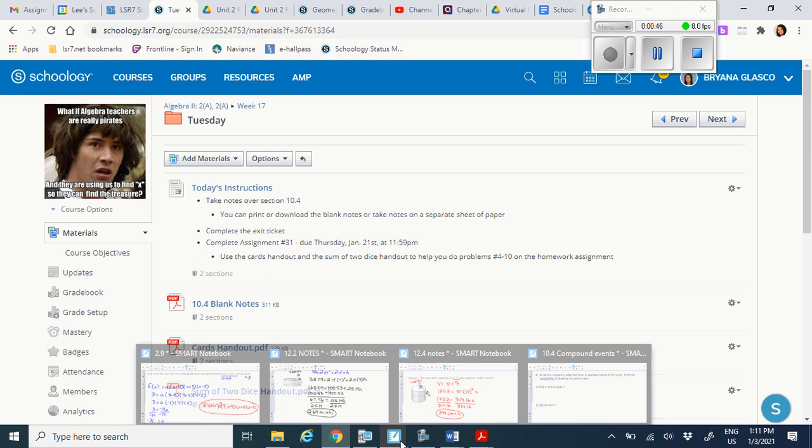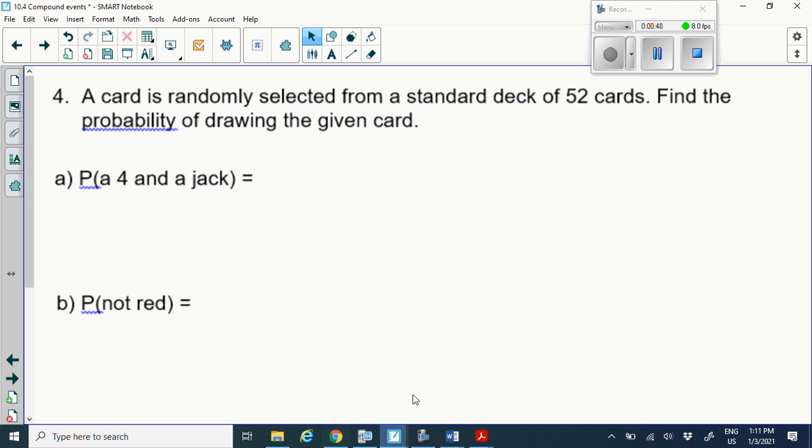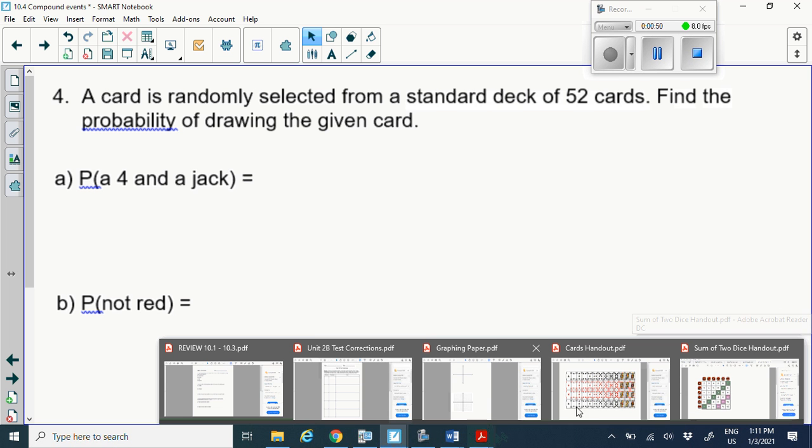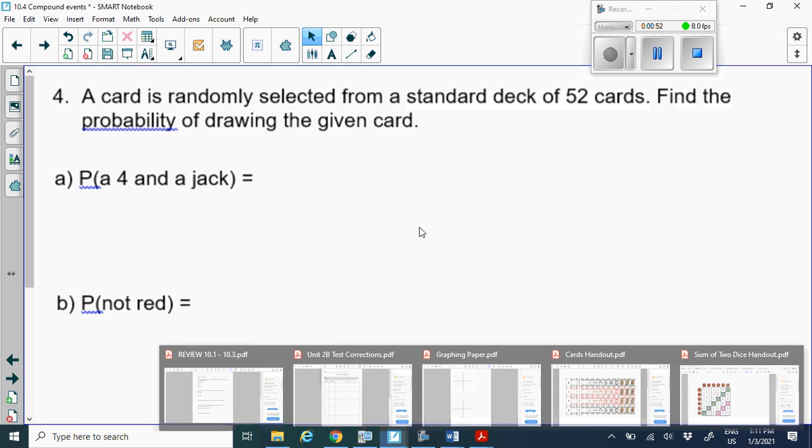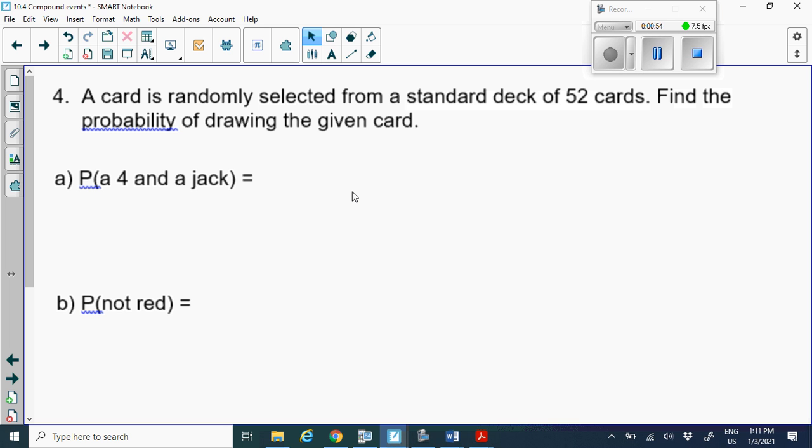Okay, let's go ahead and get to the notes again. And I'm going to have my cards ready so we can use those if we need to, okay? Okay, so it says a card is randomly selected from a standard deck of 52 cards. Find the probability of drawing the given card. So we're only drawing one card. So the probability that it's a 4 and a jack, okay?